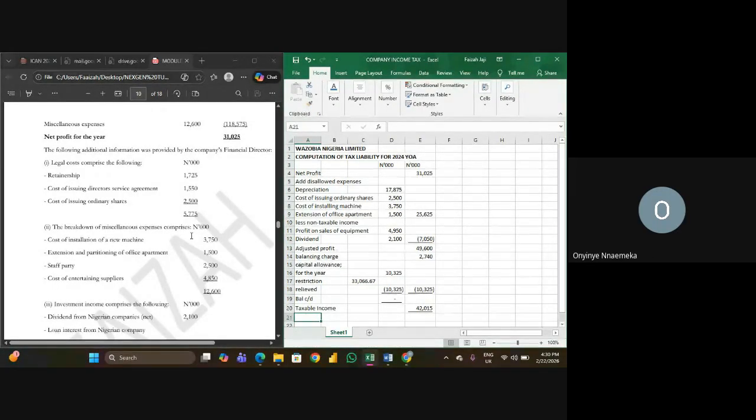So those are the 4 ways that you can compute your company income tax, and this is the normal basis, right? And how do you do the normal basis? It's simple. Just first you need to calculate your what? Adjusted profit.